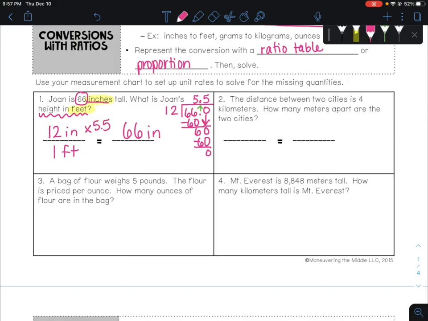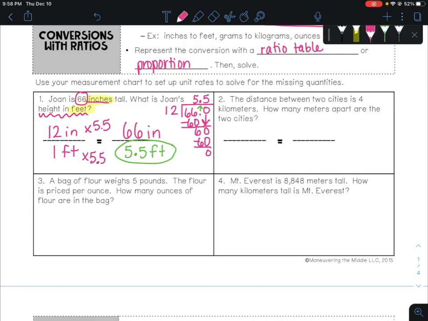5.5. So the top one was kind of hard to find, but then on the bottom, when we multiply by 5.5, anything times 1 is itself. So we're just going to get 5.5 feet. And this is the answer here. We don't have the entire proportion, just that bottom part that we were solving for.